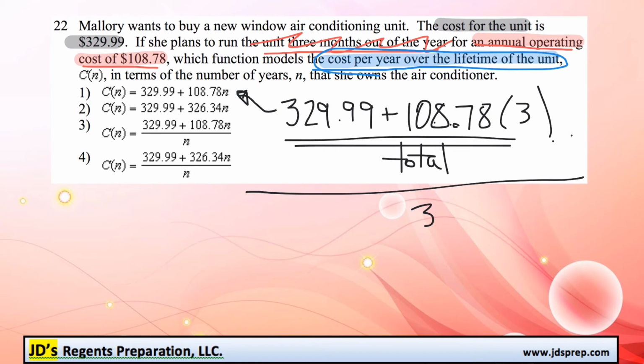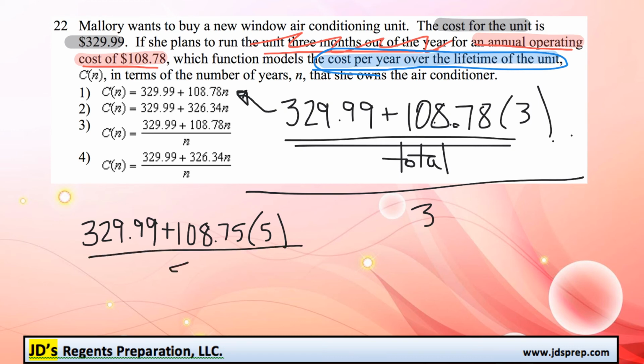Let's do it with another example. Let's say she was going to own it for 5 years. She would take the original price, add in the annual cost of running it for 5 years, and that's the total amount that she's spending, but if she wanted to find out the cost per year, then she would take that amount and divide it by 5. So hopefully that makes sense to you, and based on that you can see why option number 3 is the correct one.